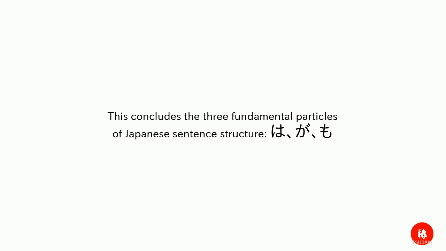And this concludes the three fundamental particles of Japanese sentence structure. That wasn't so hard, was it? I think ga is probably the hardest one for everyone to understand. But as far as these particles are concerned, they're pretty basic, and I hope you understand all of them. Next, we will be going over adjectives and verbs. So please stay tuned.